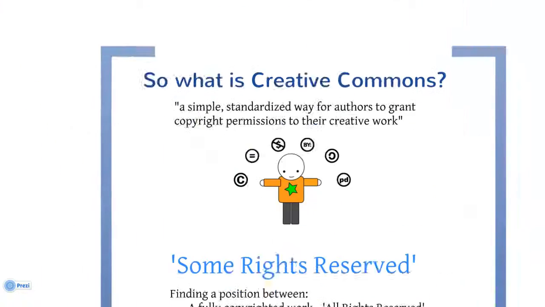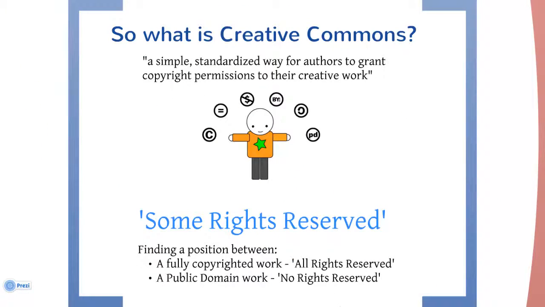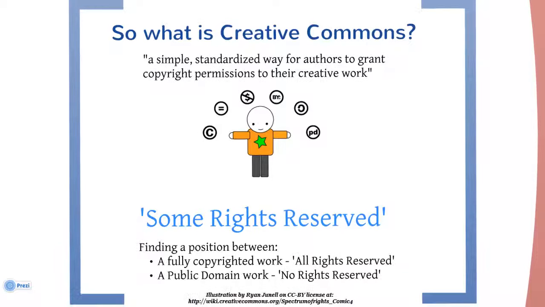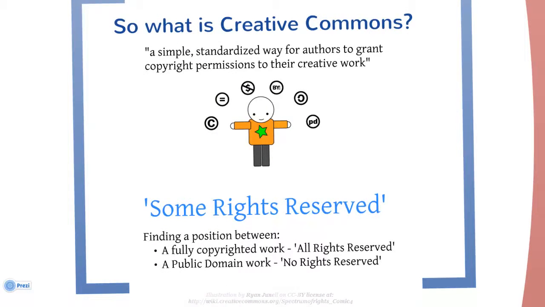So what is Creative Commons? Well, it's a simple, standardized way for authors to grant copyright permissions to their creative work. It's about finding a position between the fully copyrighted work, where everything is reserved, all rights reserved, and a fully public domain work where no rights are reserved. So it is sometimes called some rights reserved.